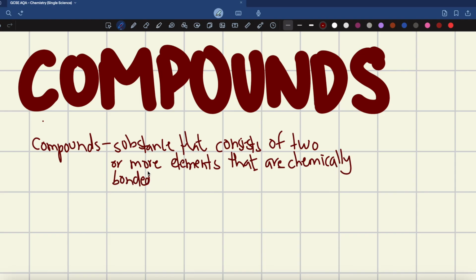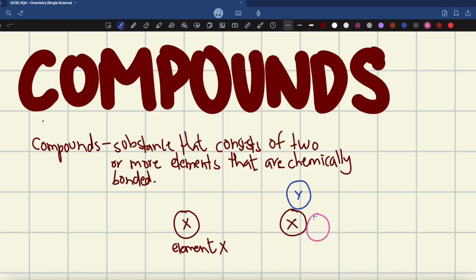Now, let me explain this with an example. Let's say this is element X, right? This is just an element. If it's present singularly, not bonded to each other, it's considered element X. But let's say element X decides to bond with another element Y. And then element X and element Y decide to bond with element Z. Now this is going to form a compound.